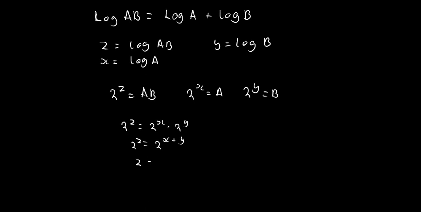So z is equal to x plus y, but what is z? z is log ab. This is equal to log a plus log b. We have that over there, and that's how we do this proof.